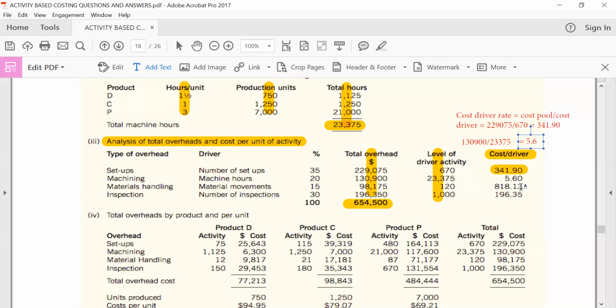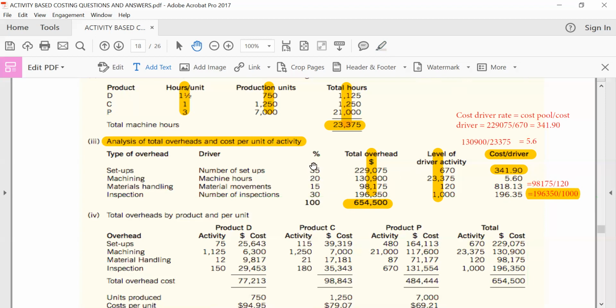Then we come to the next one, this 818.13. How did he get it? It was 98,175 divided by 120, right? That's how they got it. The last one, how did they get it? It was 196,350 divided by 1,000. You can do that, divided by 1,000, and see if you do not get the same answer. So these are the ways the examiner actually used in getting that. That is how we go through, right? Good. So I think we're in good shape.